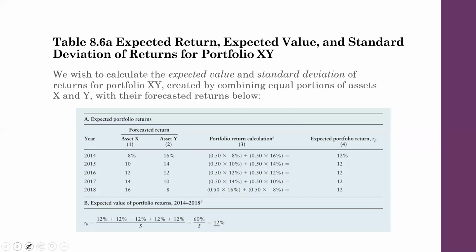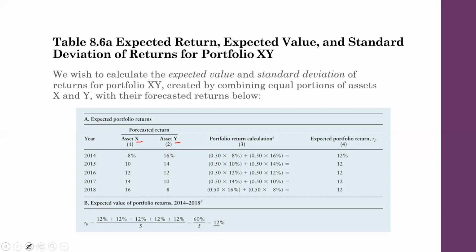So let's calculate the expected return on this portfolio. He has two stocks, stock A and stock B. Well, we call them asset X and asset Y. So in 2014, these were the forecasted returns, 14 to 18, for asset X and asset Y. To calculate the expected return on the portfolio over those years, we multiply by the portion that is invested. So 50%.